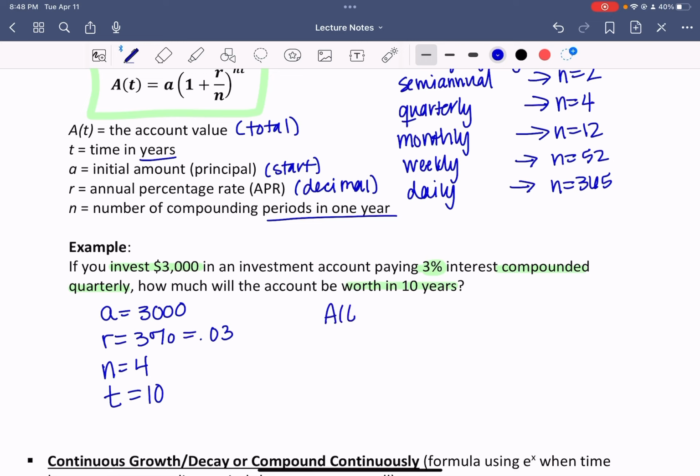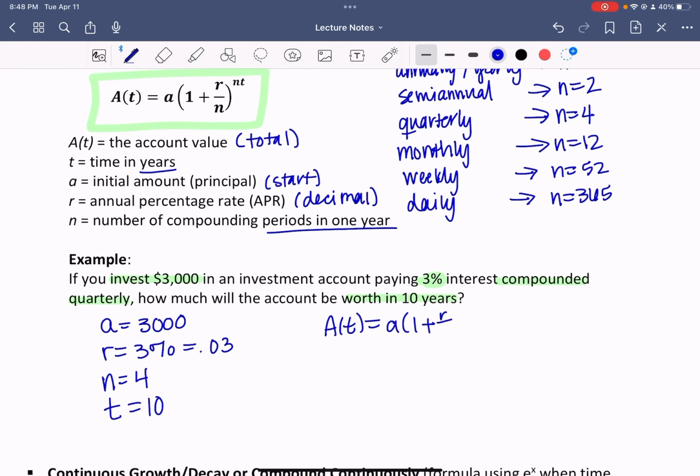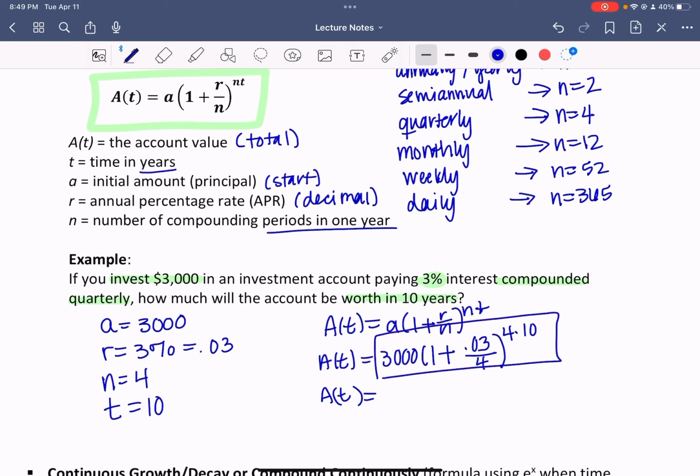So I always like to write my formula. The more I see it, hear it, do it, the more I retain it. So I'm going to write my formula and plug in all the values that I know. I know 3,000 times 1 plus my rate, 0.03, over N, which is 4, raised to the 4 times T, which is 10. And that's equal to my A of T. You can see A of T is the only variable I have left over. So I'm going to go to my on-screen calculator and plug this in exactly like I see it here. Sometimes I'm going to put parentheses around here so I make sure that it's multiplying those pieces up there. Let me show you what this is going to look like so you have an idea.